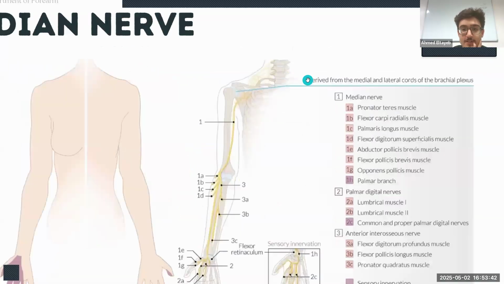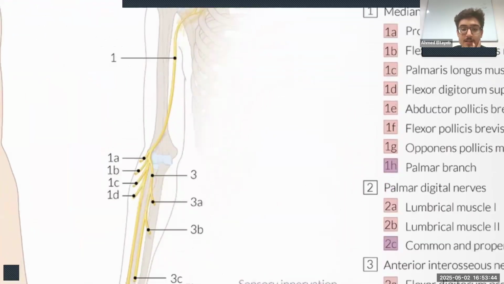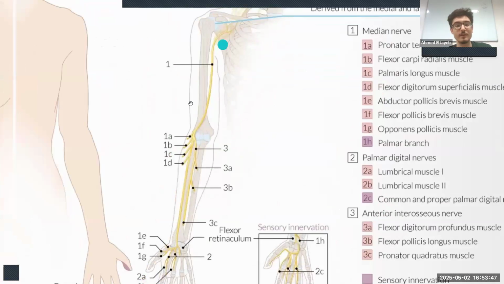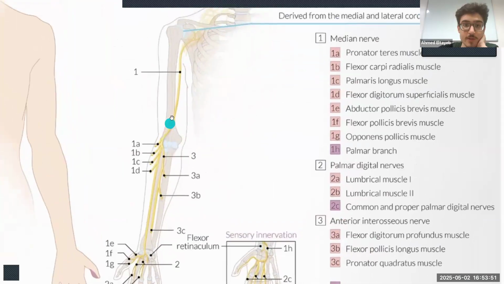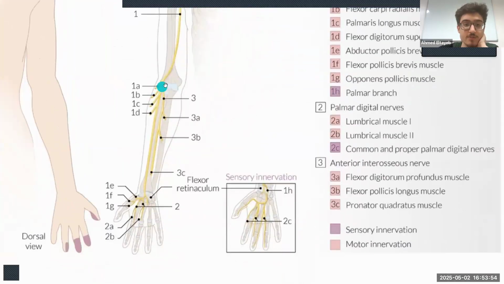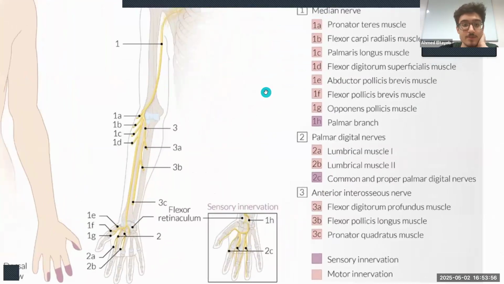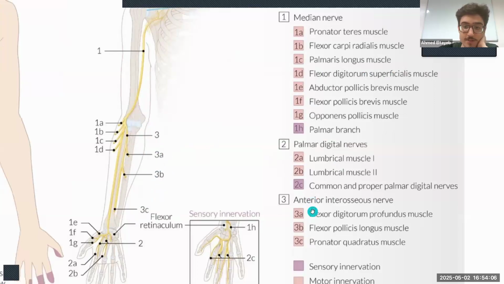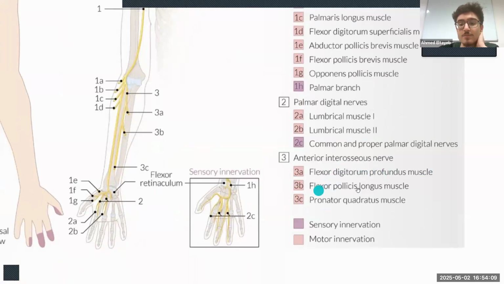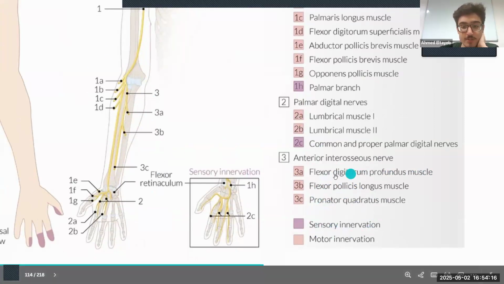Over here, we have a very nice diagram, and it's showing us all of the branches of the median nerve. It's coming from the brachial plexus, and then over here it's going to give us a branch to pronator teres, and a branch to, let's read them out: flexor carpi radialis, palmaris longus, and even flexor digitorum superficialis, right? And then these are coming from the anterior interosseous: flexor digitorum profundus, flexor pollicis longus, and even pronator quadratus, right? So all of these are the motor branches from this nerve.